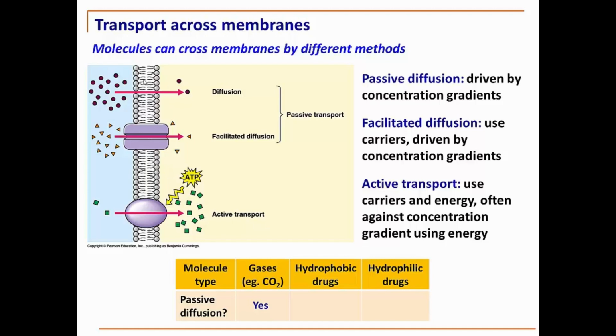Hydrophobic drugs, that means water hating, so lipid liking. Do lipid-liking drugs cross by simple diffusion? Yes, they are lipid, so they cross the lipid membrane very easily. What about hydrophilic drugs, in other words water-liking drugs? They don't cross very easily by passive diffusion because they dissolve in water and can't cross. They might use facilitated diffusion, for example, or they may come across by active transport.